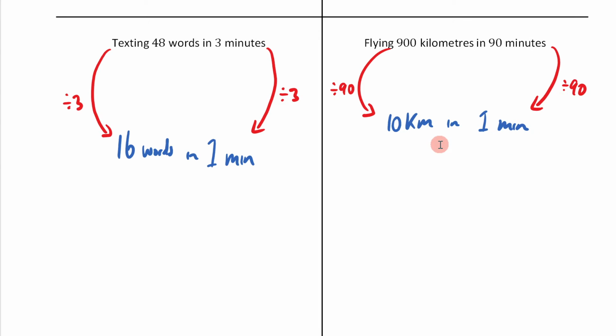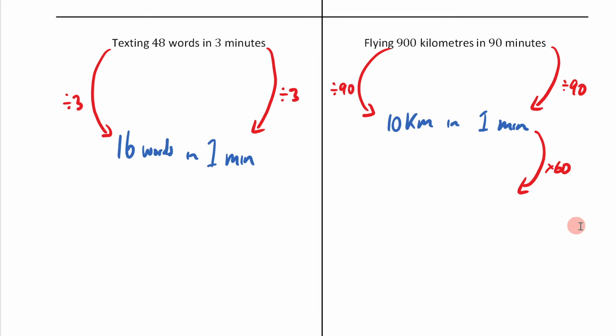Now, this is where you have to think for a second. Is this really useful to say 10 kilometers in 1 minute? Whenever you're talking about speed or distance, especially flying where you're going so fast, you want to talk about it per hour. So I want to turn this 1 minute into 1 hour. How can I turn 1 minute into 1 hour? Well, how many minutes in an hour? There's 60.